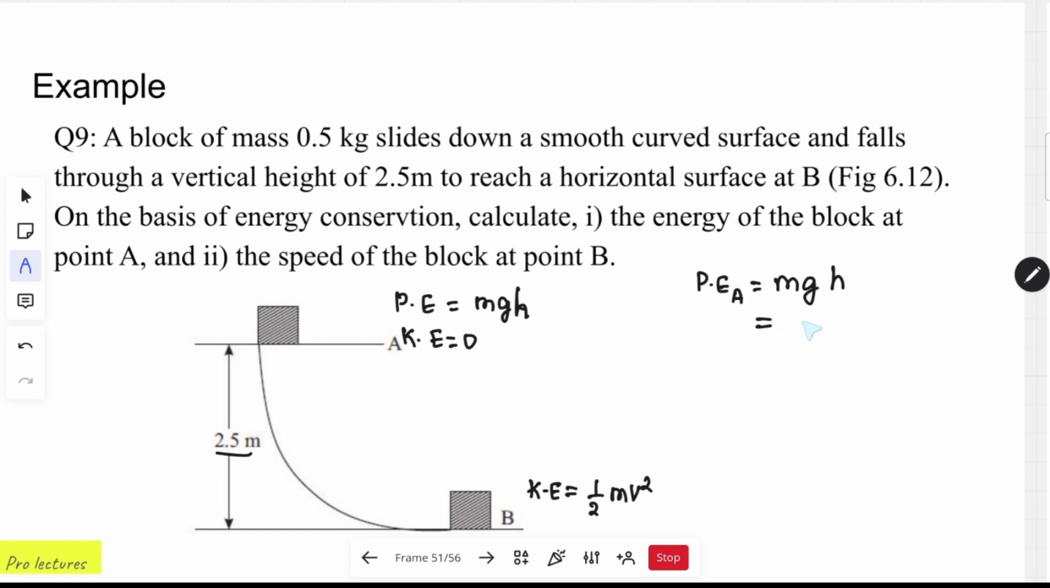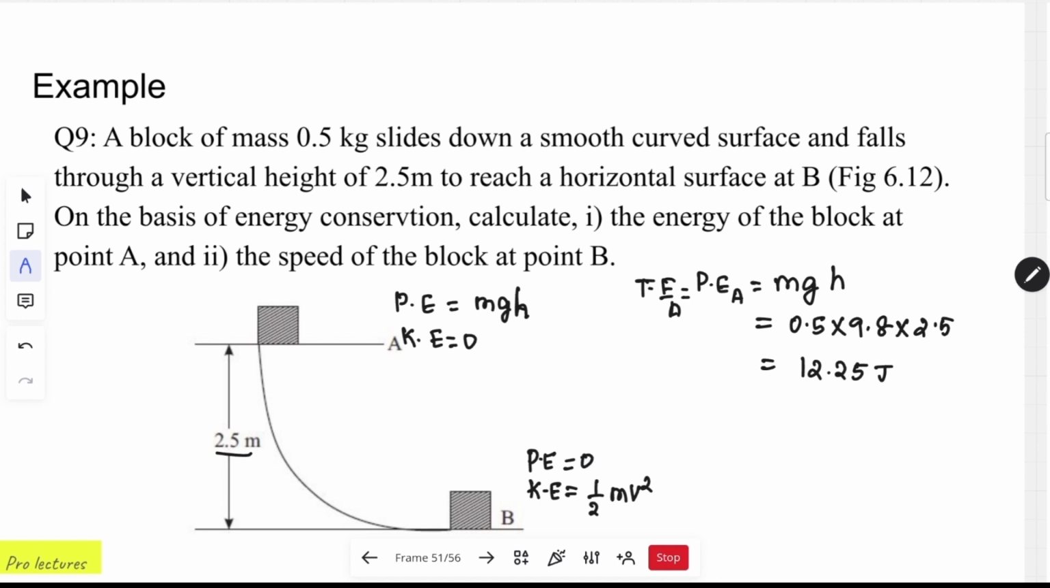mgh. What is m? 0.5. g is 9.8. h is 2.9. This will come around 12.25 joules. Kinetic energy is 0. So the total energy at A is 12.25. At this point, potential energy is 0.